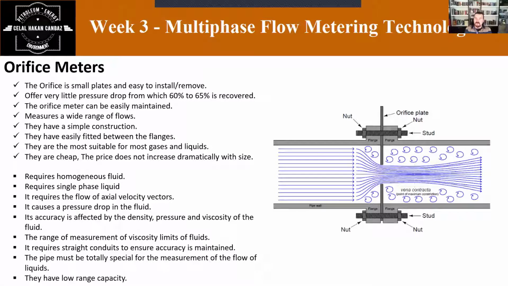So, what are the challenges and problems we are dealing with for orifice meters? It requires a homogeneous fluid. It's one of the issues. Because of that, we are using it for gas. Because when you are measuring, for example, retrograde fluid or volatile fluid, your error percentage increases directly. So it requires single phase liquid. It requires the flow of axial velocity vectors, some more technical. It causes a pressure drop in the liquid. Of course, there must be a pressure drop; the design shows it as well.